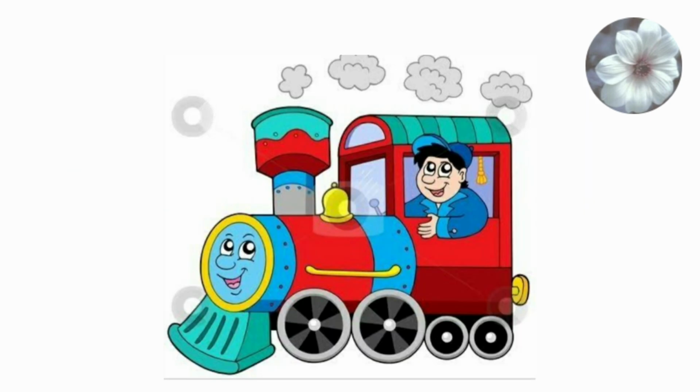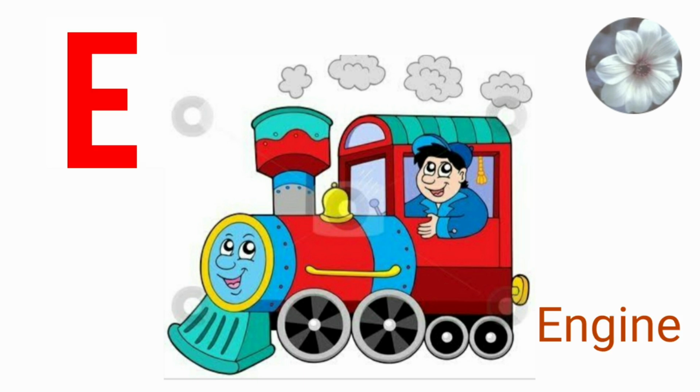Okay, now let me show you the next picture. What is this? Engine. All of you say engine. When I say engine, what is the beginning sound do you hear? A. So, letter E makes the sound A.